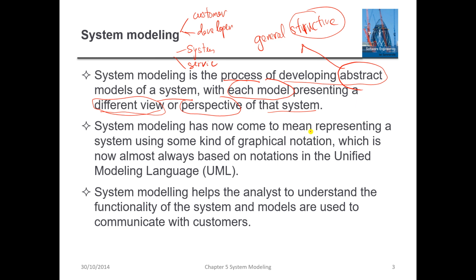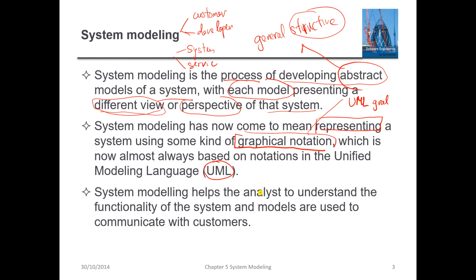System modeling means representing the system using graphical notations. It means that we use UML or a graph to present the abstract structure. UML is the most used language.